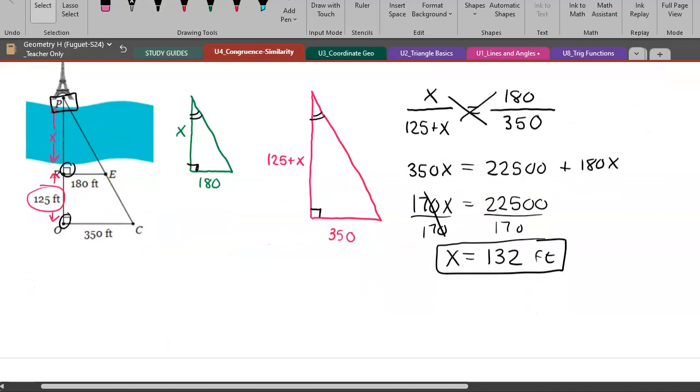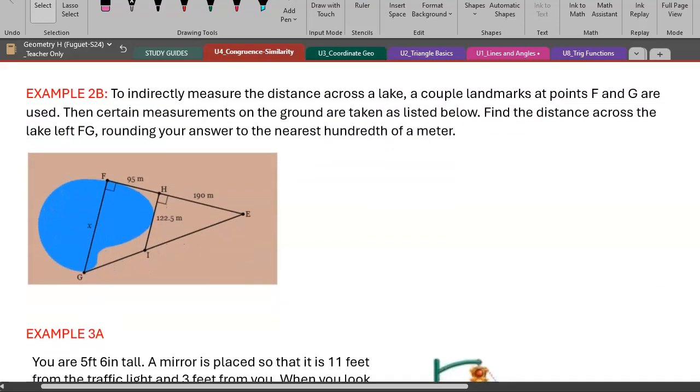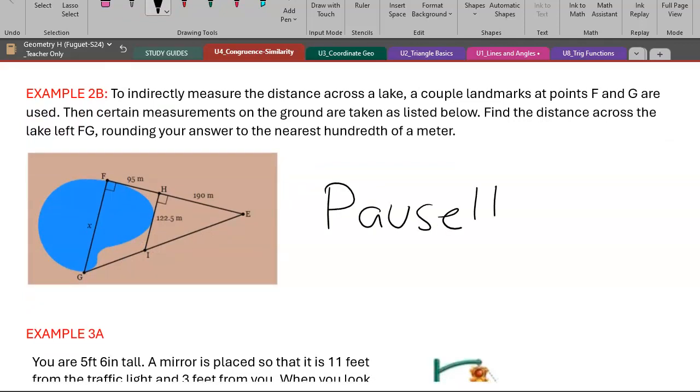All right, halfway through. Now it's time for you to try another one out. We want to find the distance across the pond here, just like the other problem you did. I want you to pause this video and give example 2B a try.